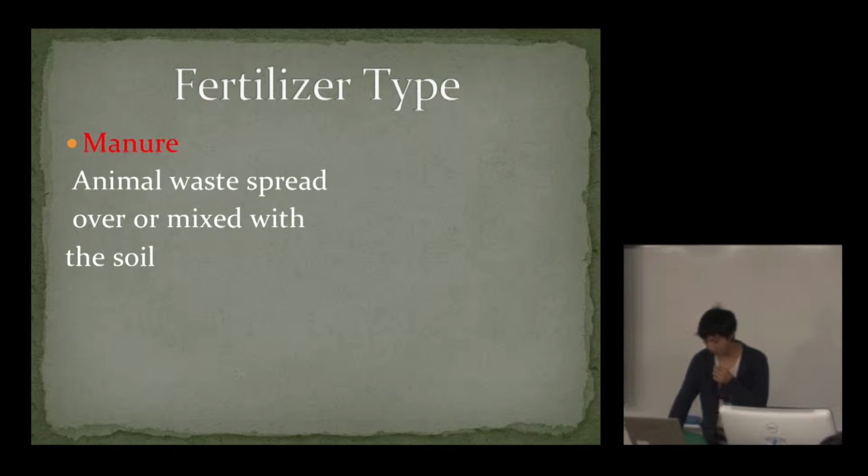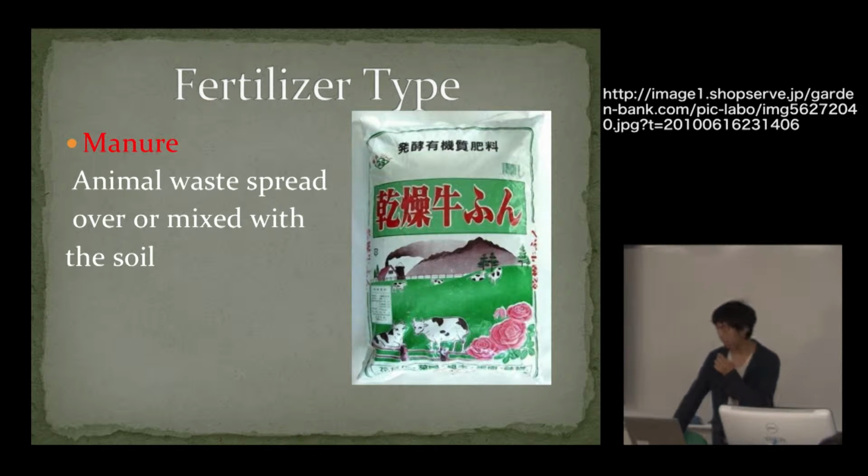There are mainly 4 types of fertilizers. First is manure. Manure is animal waste, such as from cows or pigs, spread over or mixed with the soil. This fertilizer has much fiber in it, so it needs to be loosened.